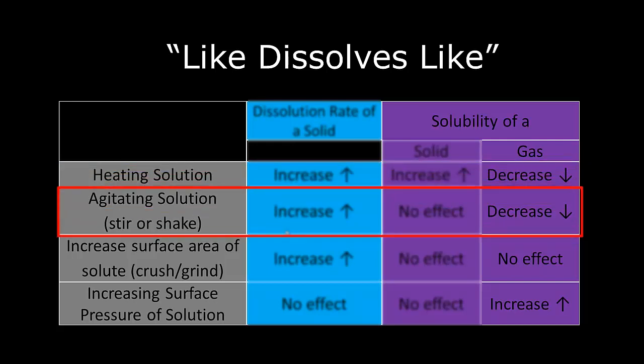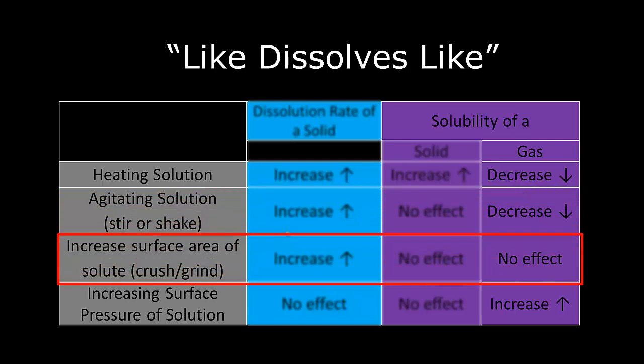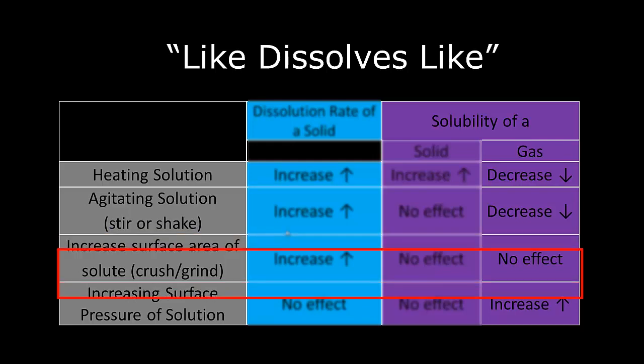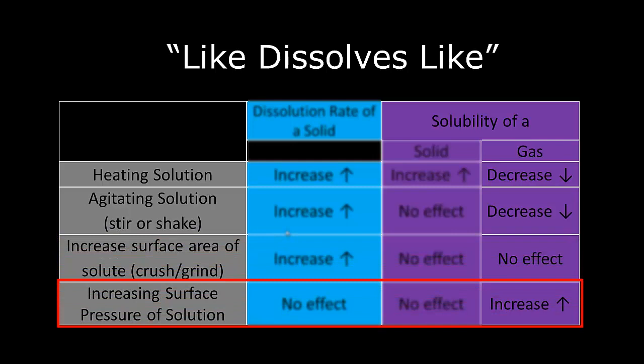Okay, agitating it. If you take a Coke and you shake it up, the gases will come out, so that decreases the solubility of a gas. The gas will come out of solution. You see more bubbles. Increase the surface area of a gas, that has no effect. No effect at all by crushing or grinding gas, which is kind of odd, which you can't do. Increasing surface pressure. Now that will increase the solubility of the gas, which is why all of the soda bottles are under high pressure. You can take a bottle that has not been opened or a can and squeeze it, and it's very difficult to squeeze.